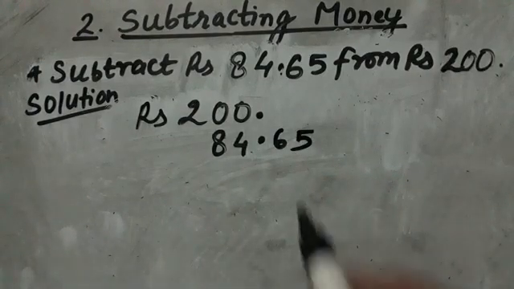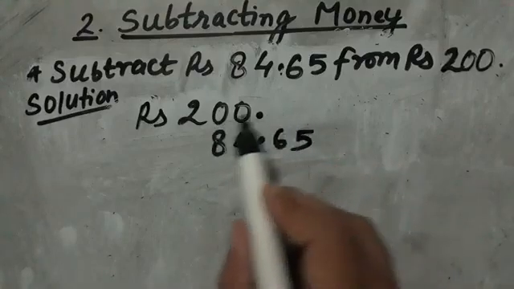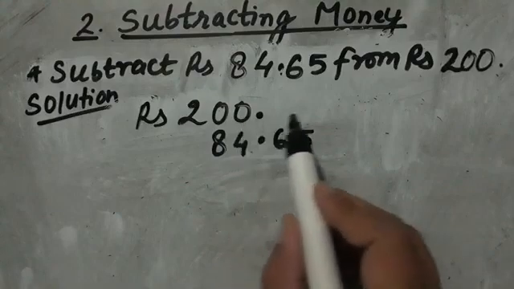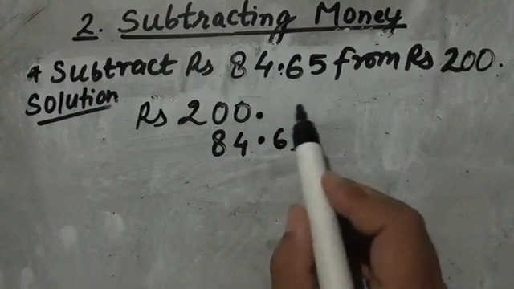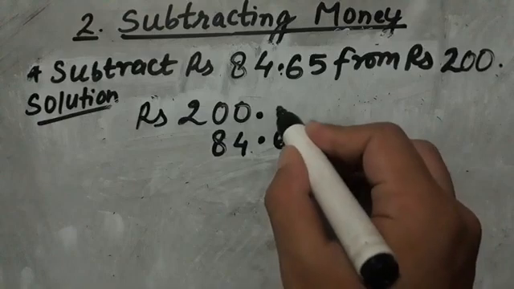Now students, we can see there is nothing in the decimal part here. So whenever there is nothing in decimal part, we can replace it with 0. Whenever there is nothing in decimal part, we can write 0 students.